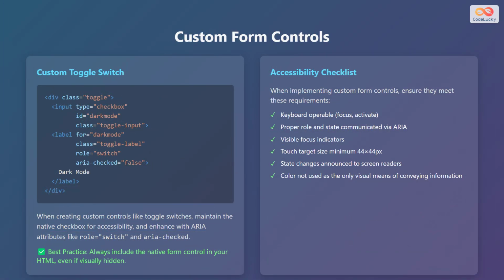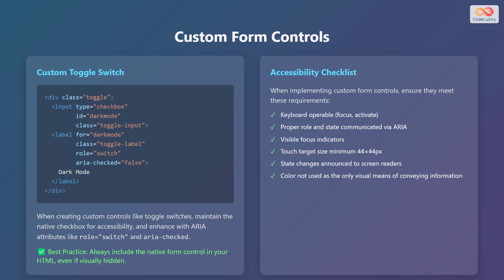Let's address custom form controls. When creating custom controls like toggle switches, maintain the native checkbox for accessibility, and enhance with ARIA attributes like role equals switch and ARIA checked. Always include the native form control in your HTML, even if visually hidden.